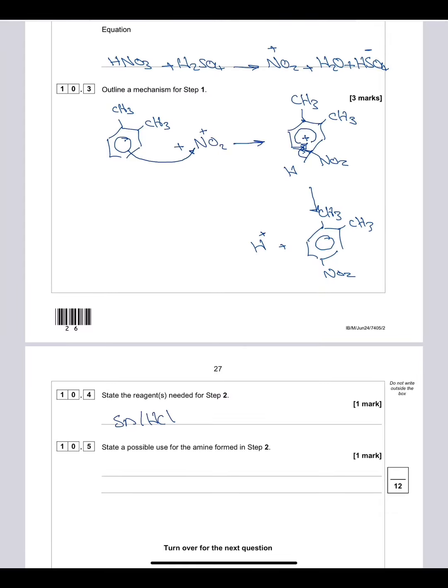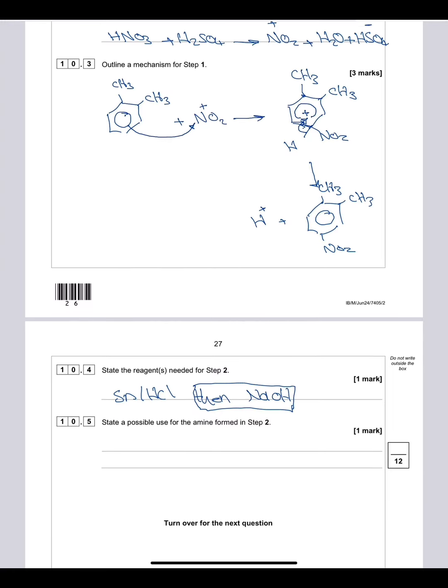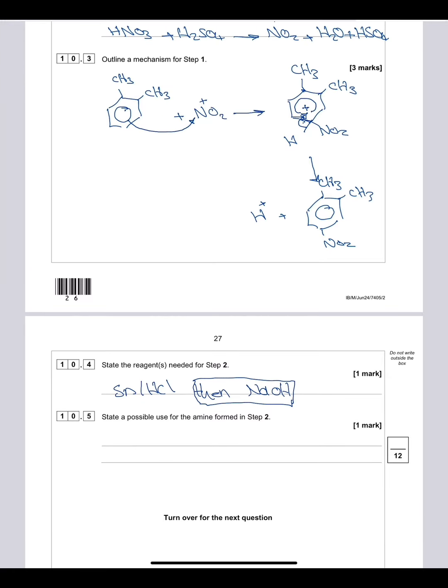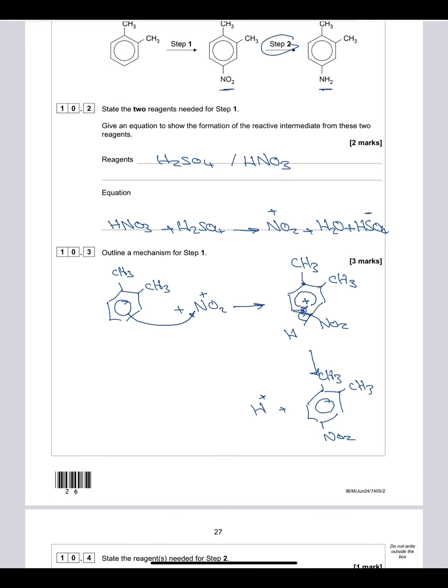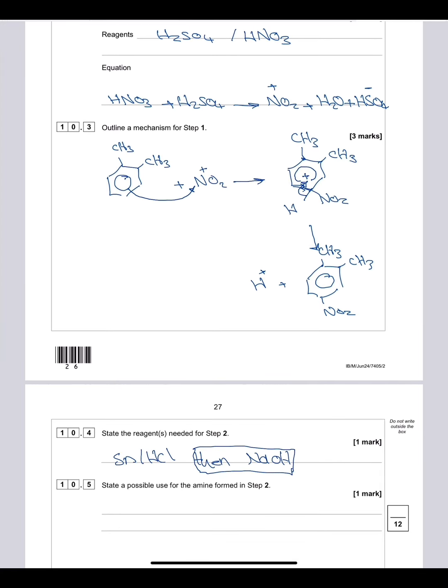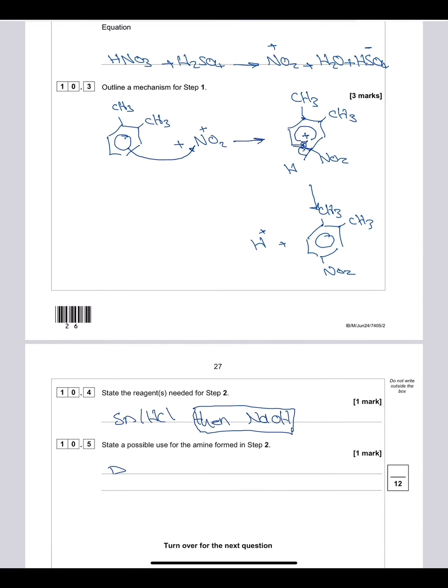However, if you write the sodium hydroxide, don't just write it next to the Sn and HCl, because this is wrong. You have to say then sodium hydroxide, then add sodium hydroxide. Or you can ignore this completely and you will not be penalized. The final question is to state a possible use for the amine formed in step two. There are several uses for the amines. One of them is to be used as dyes. So you just need to memorize one of the uses of these amines.